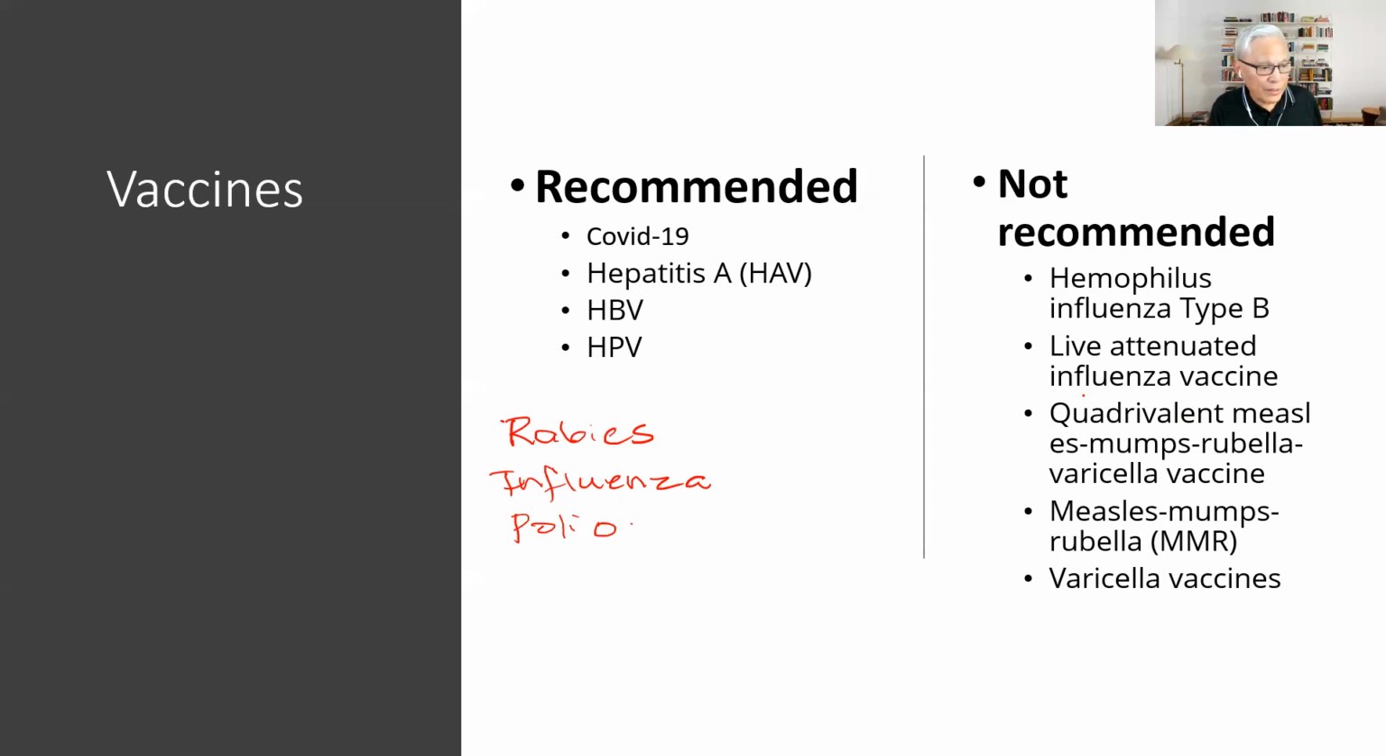What are not recommended? Well, your Haemophilus influenza type B, your live attenuated influenza vaccine, your MMR, measles, mumps, rubella vaccine, as well as your varicella vaccines. So these are not going to be vaccinations that are ideal for patients with HIV and also with AIDS.